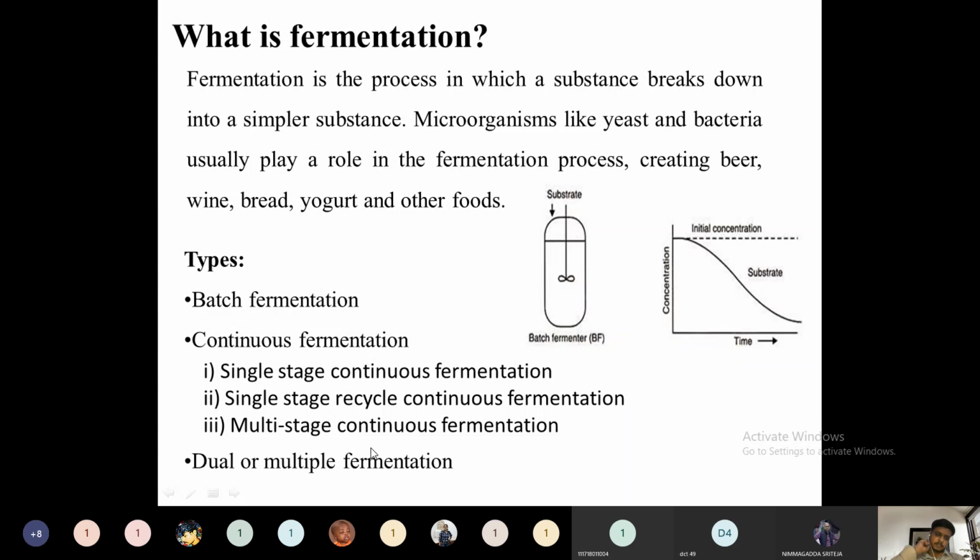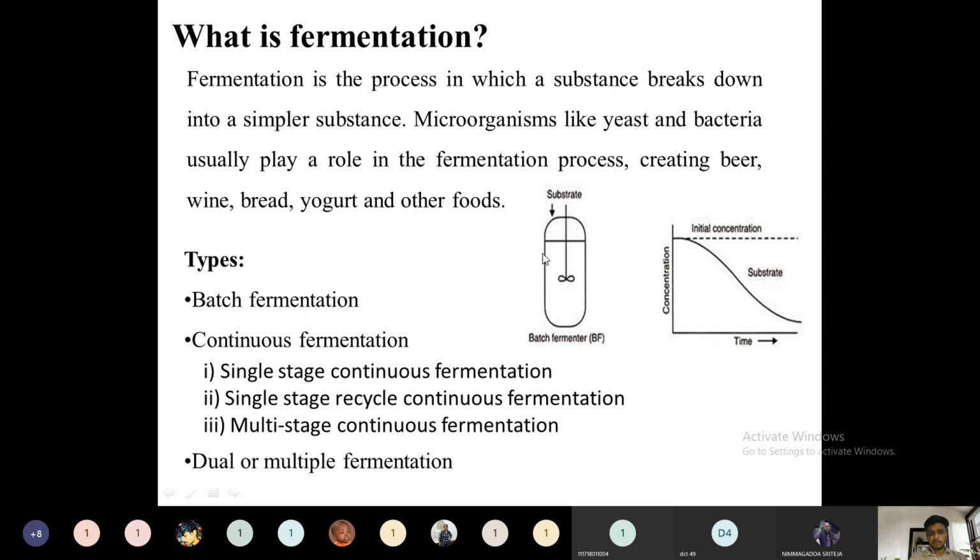Whatever stages are there will be present in multiple tanks. They may be present in multiple tanks in a tank format. So here, if you can see, the first one is the batch fermentation process. Batch fermentation is obviously carried out in batches. A batch is characterized by no continuous input and no continuous output.